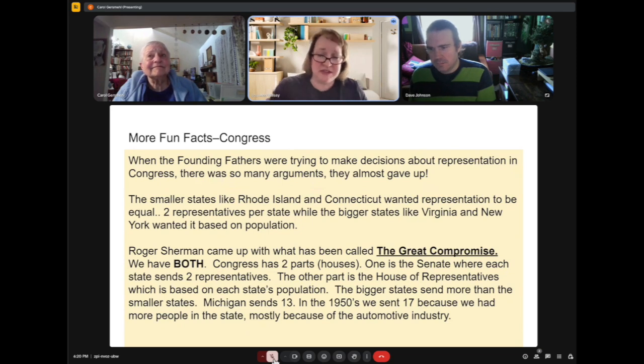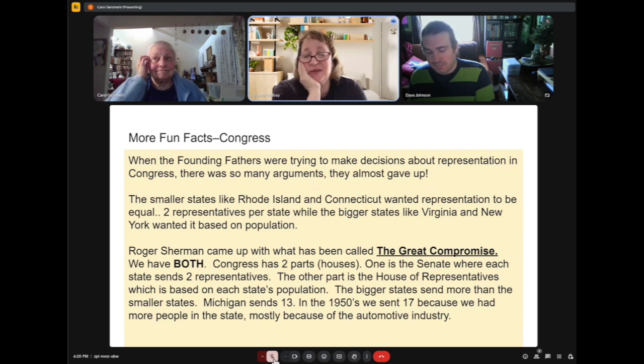The big states, well, we have more people, and we have more people to take care of. And of course, the big states also like, oh, we've got to do something about slavery, so we've got to add slavery to the 3/5 clause. I didn't put that in there. But thank goodness Roger Sherman came up with the Great Compromise. And now we have both.